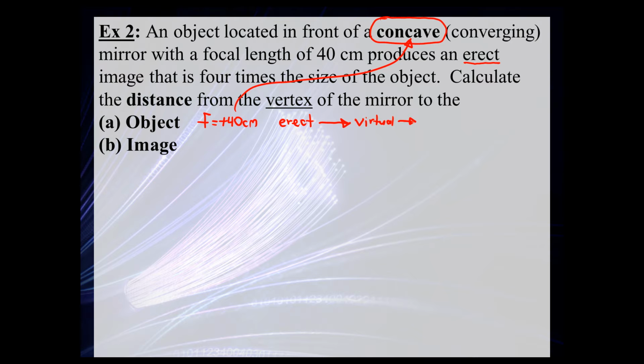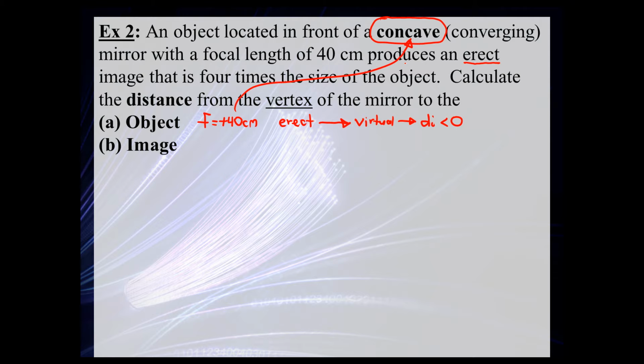If I have a virtual image, what does that tell me about my DI value in terms of the sign convention? Virtual images have a DI value that is less than 0 because the image is going to form on the virtual side of the mirror. Okay, so that's important. We're going to come back to that momentarily.